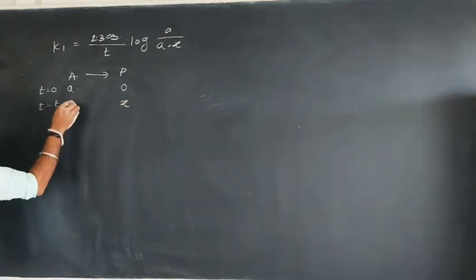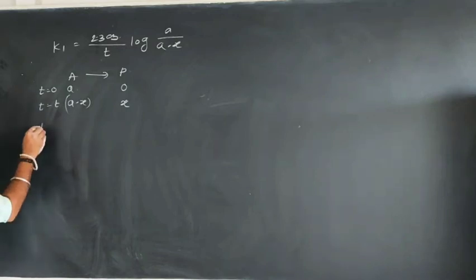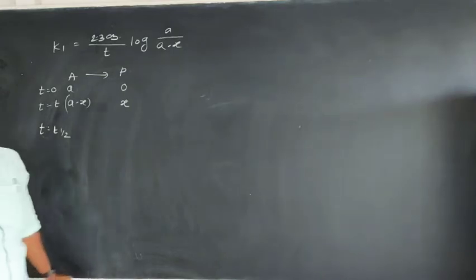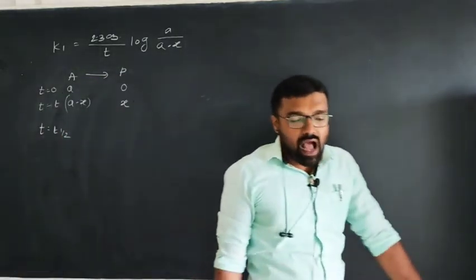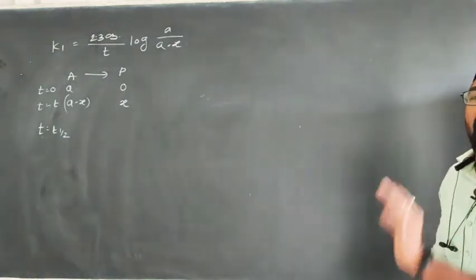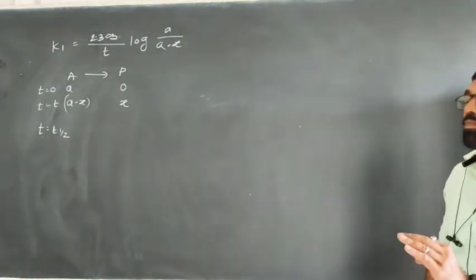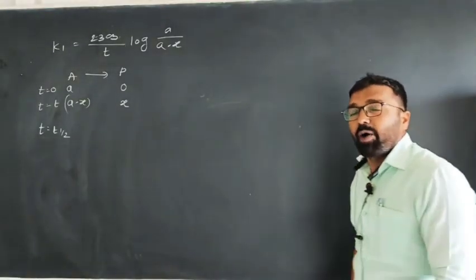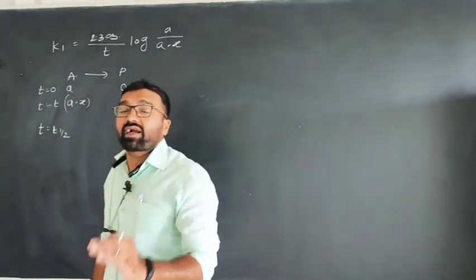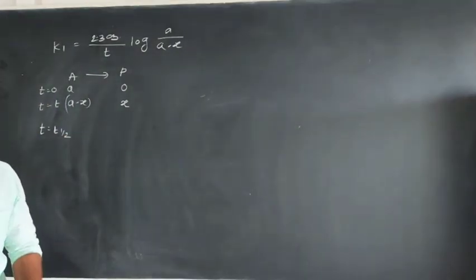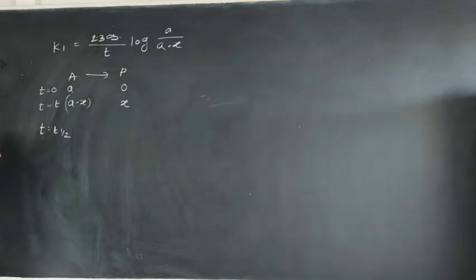X amount of product is formed and the remaining concentration of reactant is a minus x. At t is equal to t half, what is t half? Half life period is nothing but the time required to react half of the initial concentration of reactant to form half product. That means half of the initial concentration of reactant is converted completely into the product, and that time is nothing but the half life period, right?